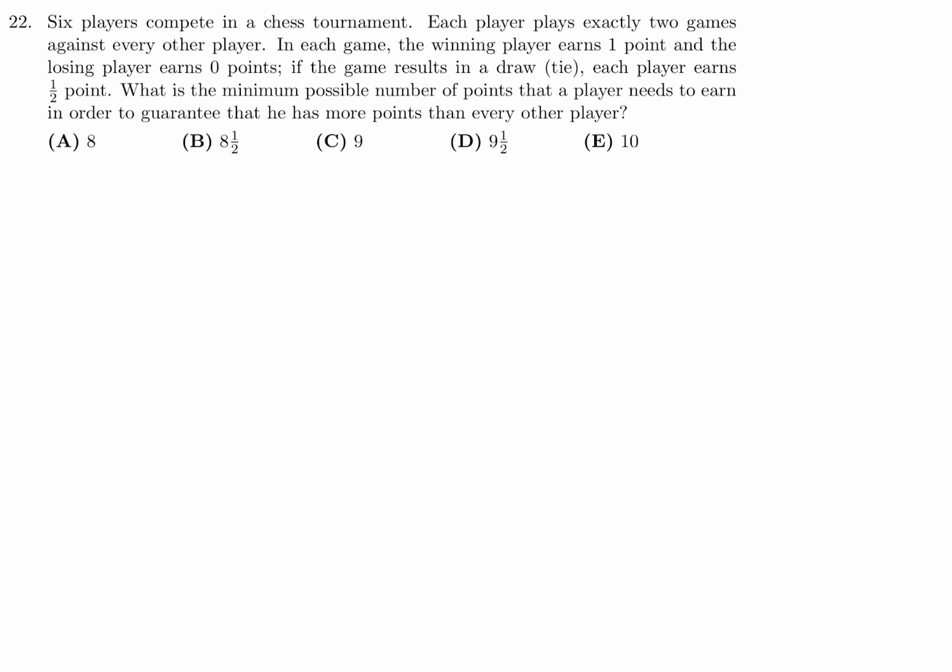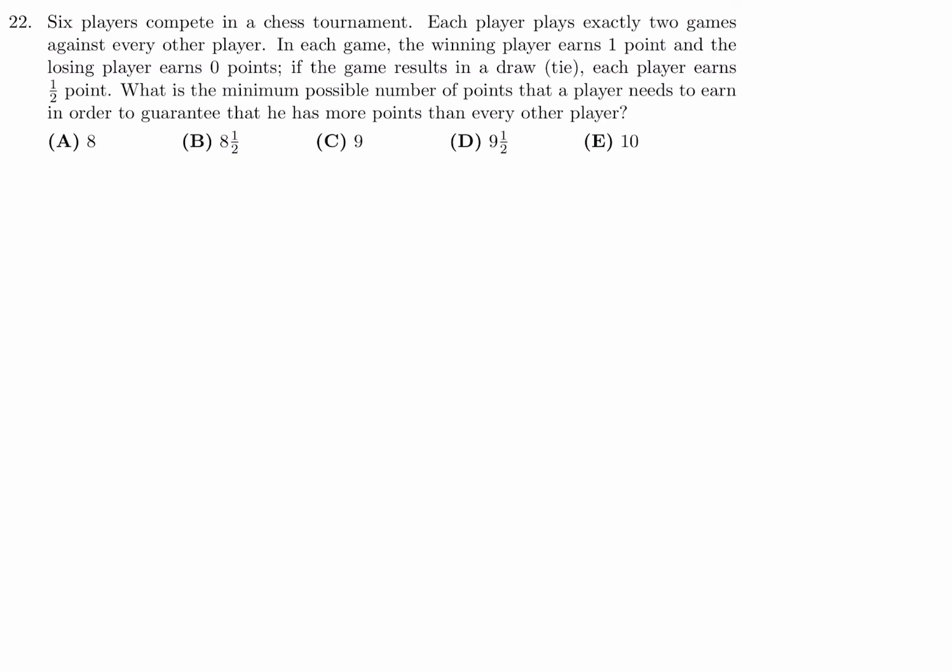Six players compete in a chess tournament. Each player plays exactly 2 games against every other player. In each game, the winning player earns 1 point and the losing player earns 0 points. If the game ends in a draw, each player earns half a point. What is the minimum possible number of points that a player needs to earn in order to guarantee that he has more points than every other player?